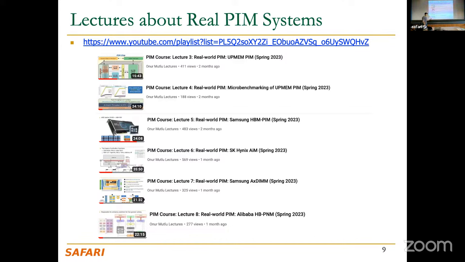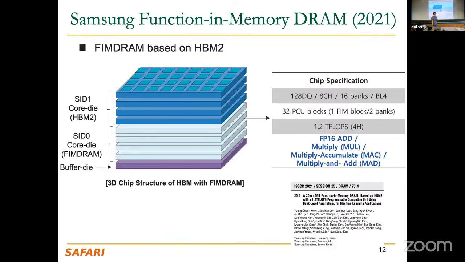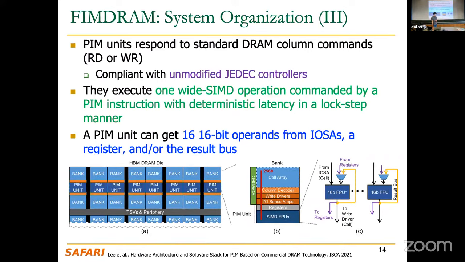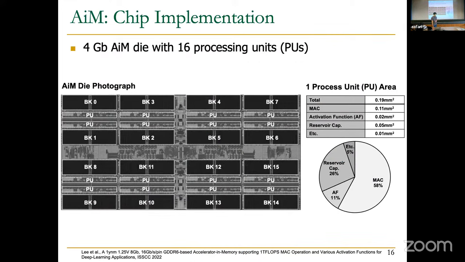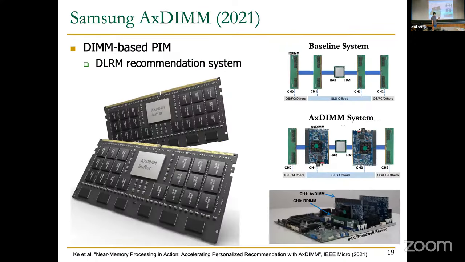We have already talked about this. I'm not going to, again, elaborate on each of the different architectures that have been announced so far. You can learn many more details by watching the lectures of our PIM course. Remember that so far we have talked about the UPMEM PIM architecture, also Samsung HBM-PIM or FIMDRAM. You already saw this slide yesterday. This has a link to a longer lecture. This is the SK Hynix AiM, same as Samsung HBM-PIM, for machine learning and artificial intelligence.